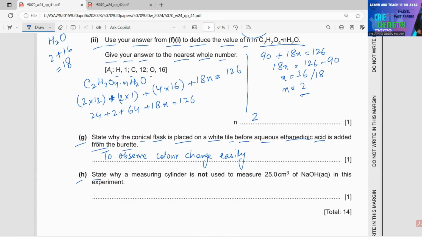H. State why a measuring cylinder is not used to measure 25 centimeter cube of aqueous NaOH in this experiment. So we need glassware having high precision or accuracy. A measuring cylinder is not accurate. So you can write: measuring cylinder is not accurate.